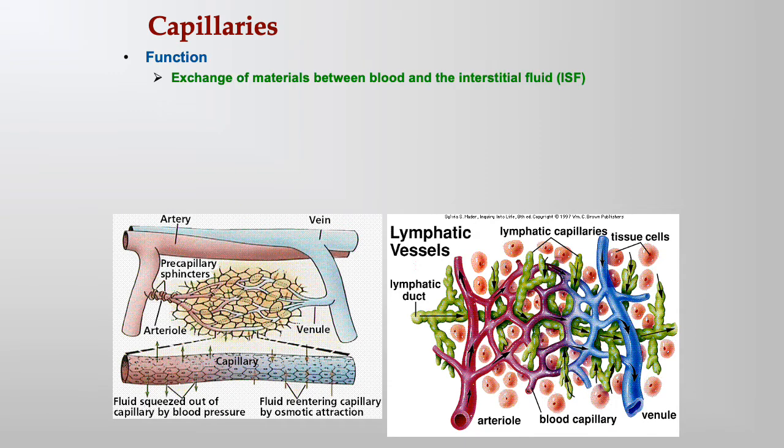So, function of capillaries: exchange of materials between blood and the interstitial fluid. All right? Blood doesn't deliver things directly to a cell. The nutrients leak out of the capillary into the interstitial fluid, and then the nutrients are taken up by the cell. All right? Now, at the same time, by the way, that the nutrients leak out, water leaks out as well.